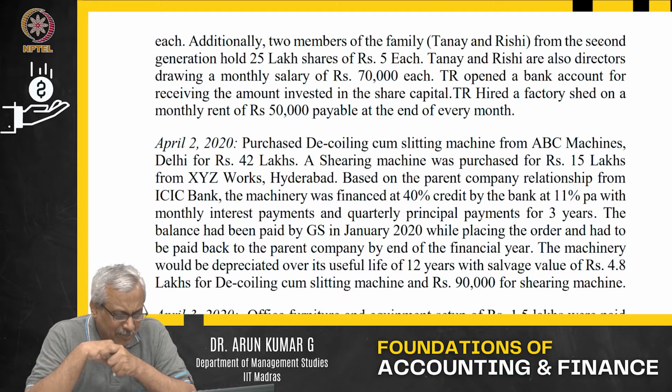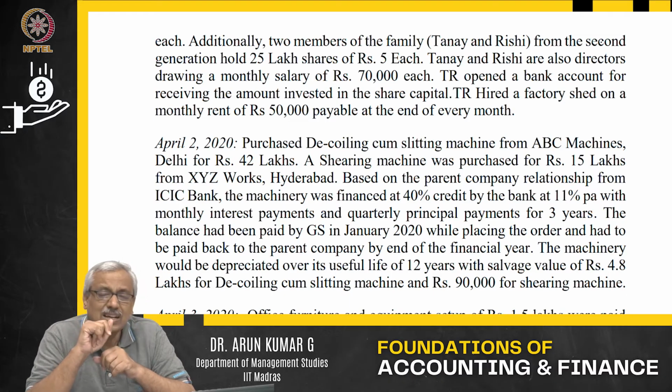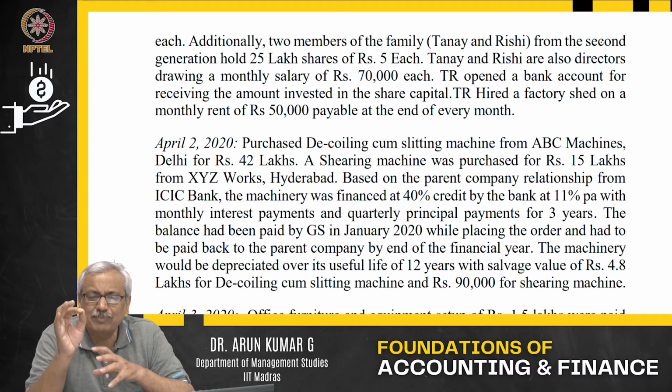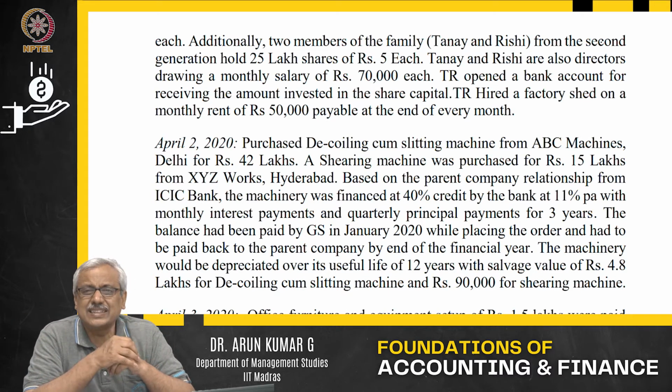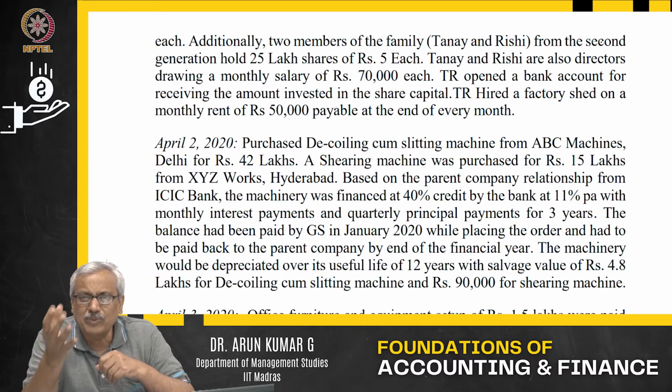Based on the parent company relationship from ICICI Bank, the machinery was financed at 40% credit by the bank at 11% per annum with monthly interest payments and quarterly principal payments for 3 years. First, let us say 40% of the value of the machine was financed by bank. Now, that means what? You have taken a loan from the bank. There is a borrowing from the bank, 11% interest there. So, you have paid and you have borrowed money from the bank. How much? 40% of the value of the machine.